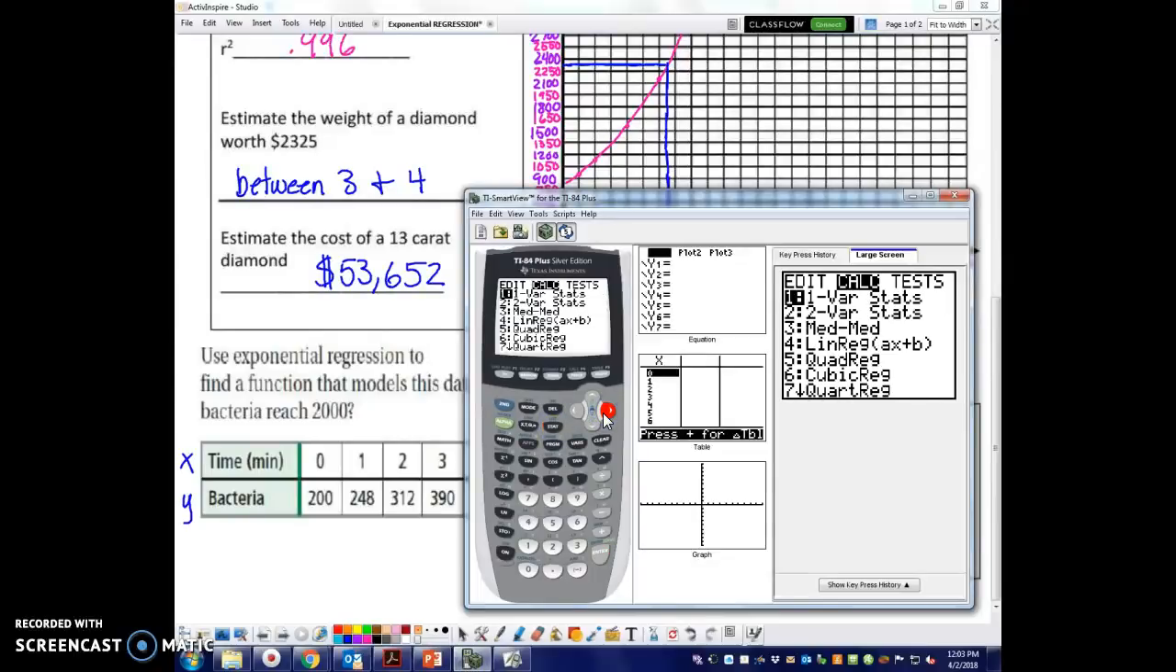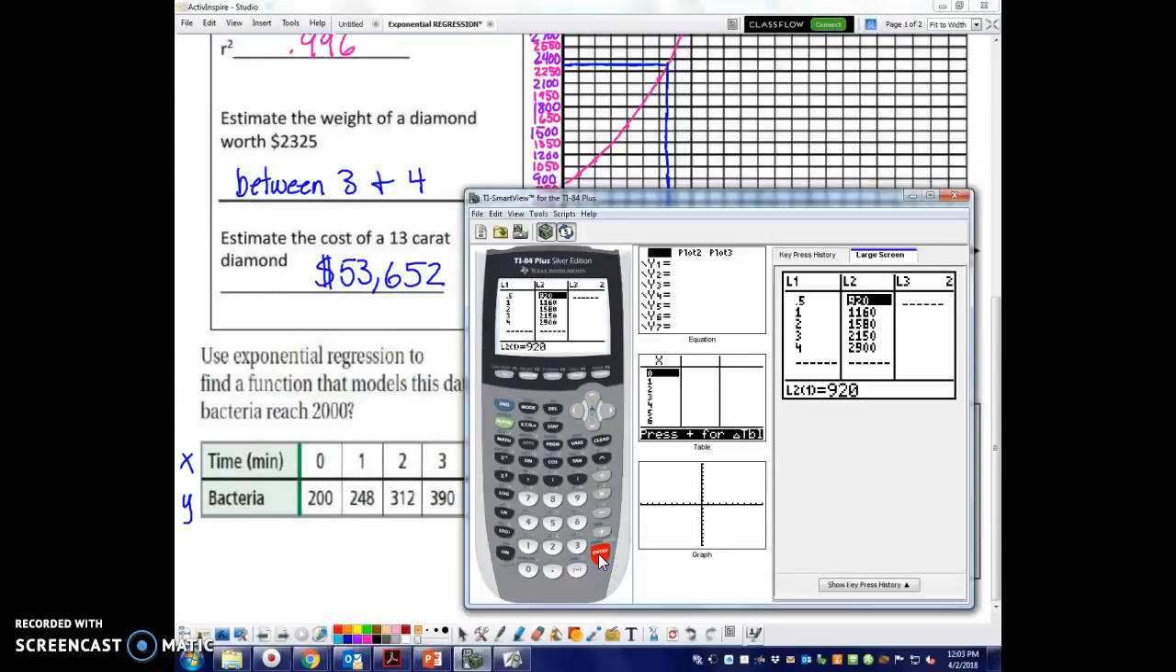So let's find the equation of best fit by typing into stat. So stat, edit. Let's clear this. Okay, so we're going to type in the table. So we have 0, 1, 2, 3, 4, 5. Now we're going to type in the bottom part: 200, 248, 312, 390, 489, and 610.